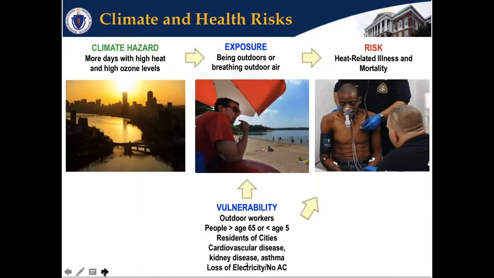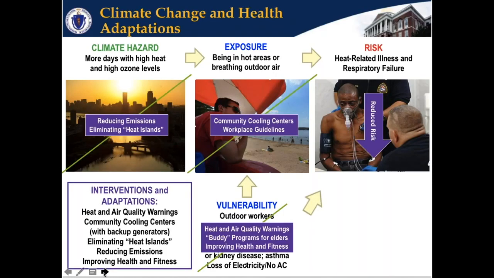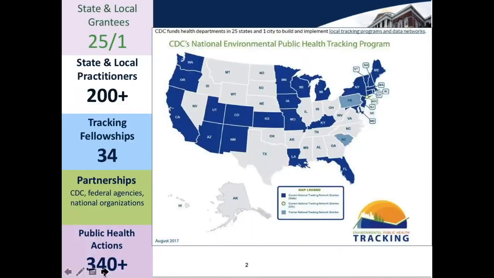So to illustrate how we are thinking about this, we have climate hazards, exposure risks, and vulnerabilities. Implementing interventions and adaptations breaks the pathway connecting climate hazards and health risks in a number of places, as you can see here. There are a number of examples where interventions can address, in this case, heat and air quality impacts, and ultimately reduce vulnerabilities. So now I'm going to pass this over to my colleague, Glennon, who runs the Environmental Public Health Tracking Portal program here at DPH.